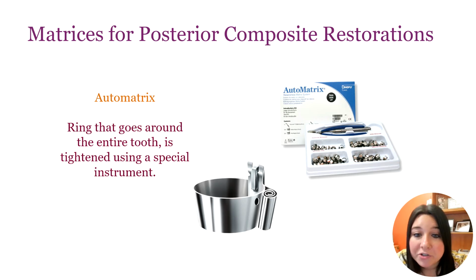Next we have the automatrix, which is a ring that goes around the entire tooth, and then there is a special instrument used that helps to tighten it. It doesn't require any separate retaining rings to hold it in place, but it just solely relies on that act of cinching it tight together around the circumference of the tooth. This is what I prefer to use instead of Tofflemires if there's not an adjacent tooth. If there are adjacent teeth to the restoration I'm placing, I'm always going to use the sectional matrix. But if there's not a tooth in front or behind the tooth that we're working on, automatrix is the direction that I go. They're easy to place, can be used in most any size restoration as long as a gingival purchase can be secured.